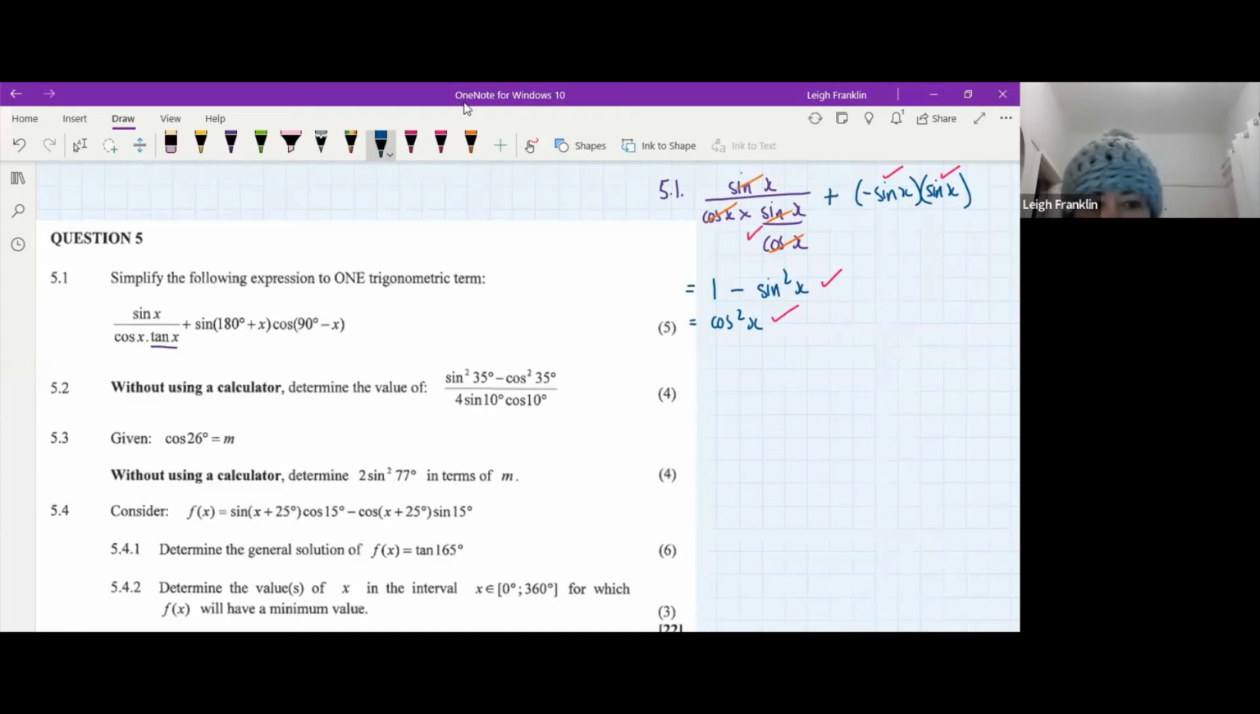Okay, let's fly. Question 5.2. Without using the calculator, determine the value of. What do you notice about the numerator in this question matrix?